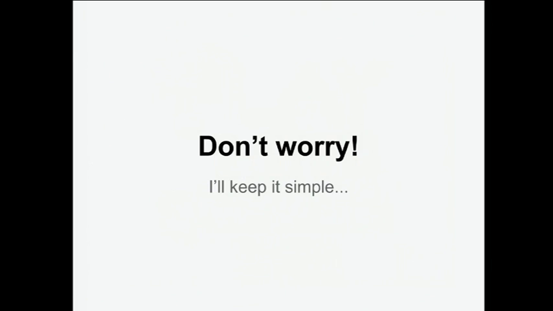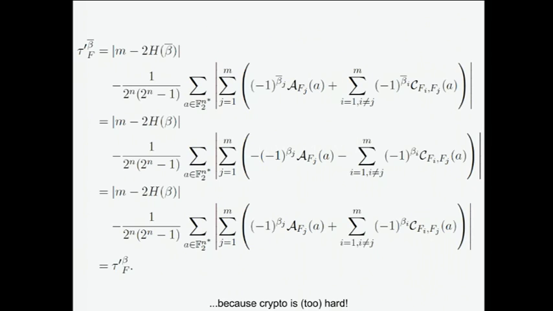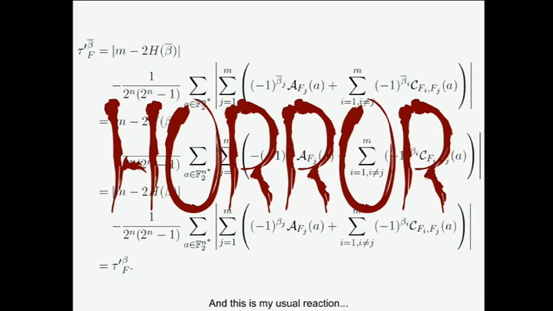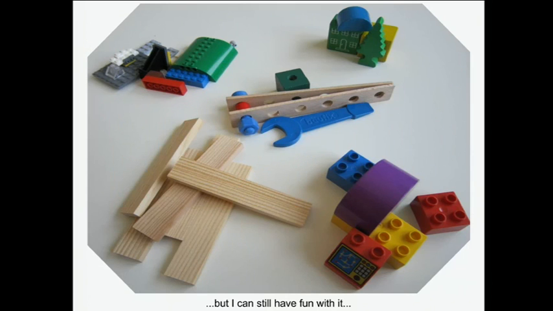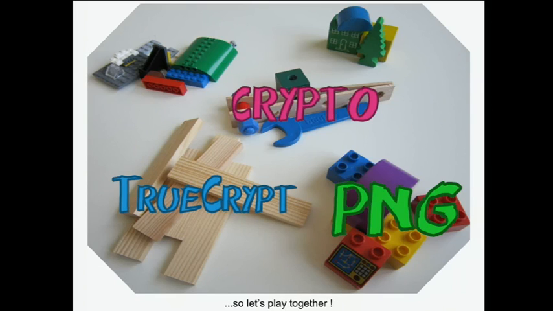So don't worry, I'll keep it simple, because I suck at crypto, and crypto is too hard anyway, especially for me. This is my usual reaction, which is good for you, because I only explain in very simple ways. So let's just play together with different toolsets. And this is crypto, the TrueCrypt format and the PNG format first, and TrueCrypt then.